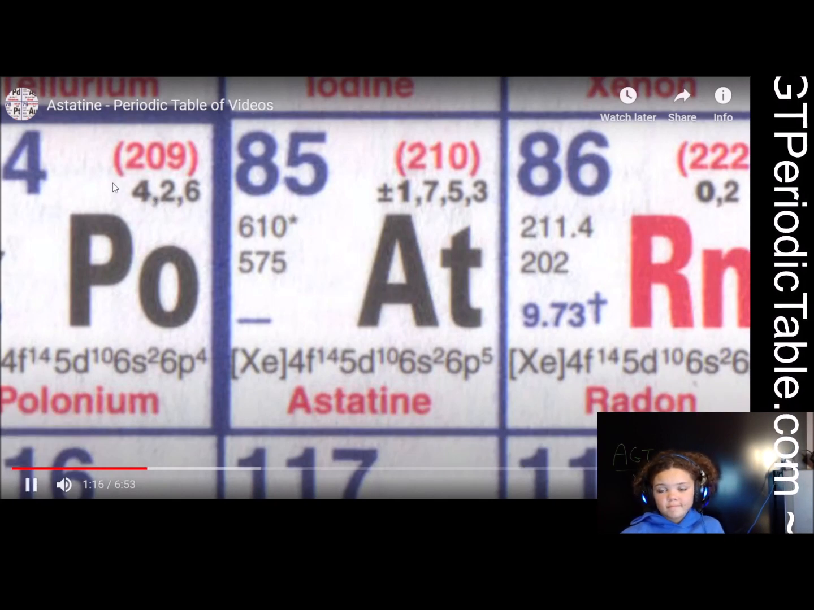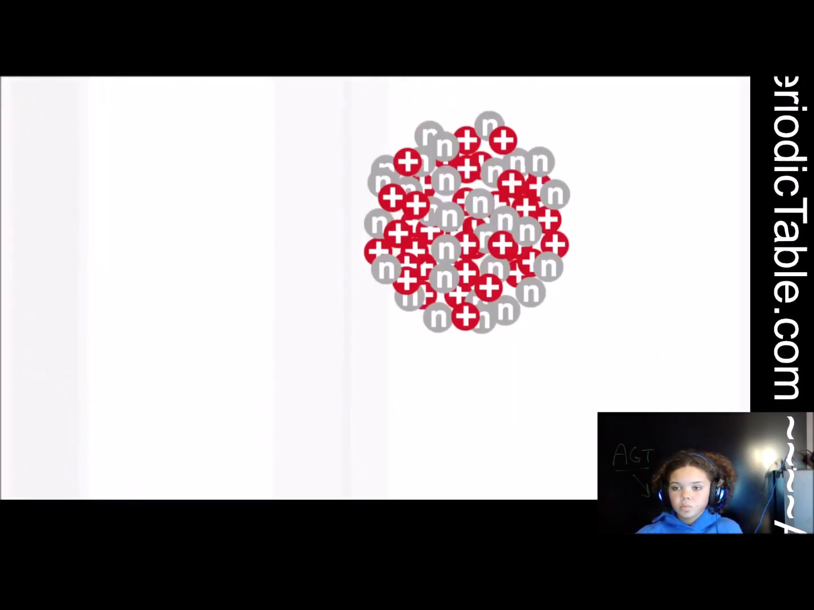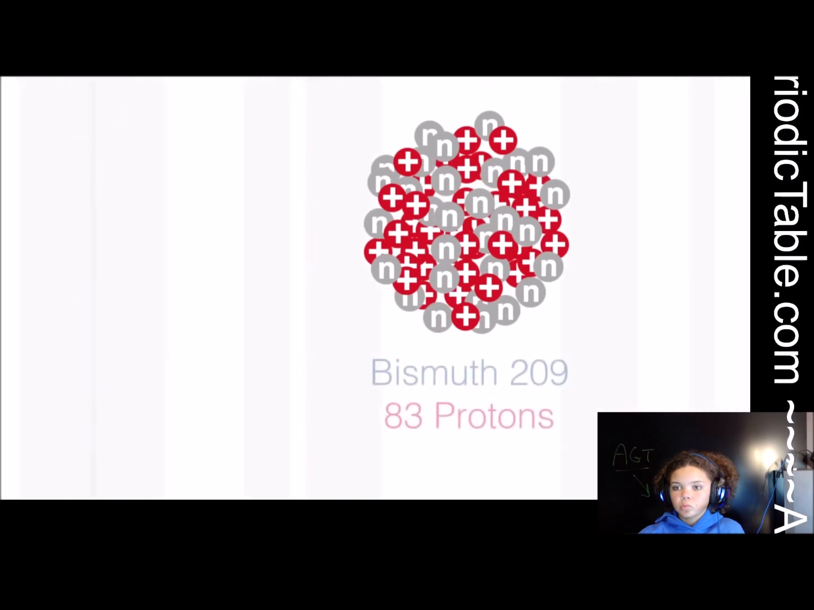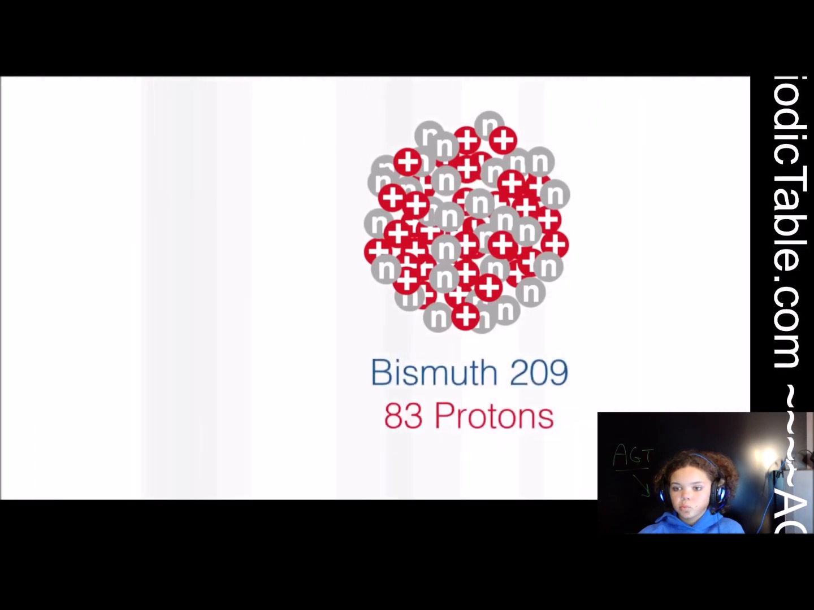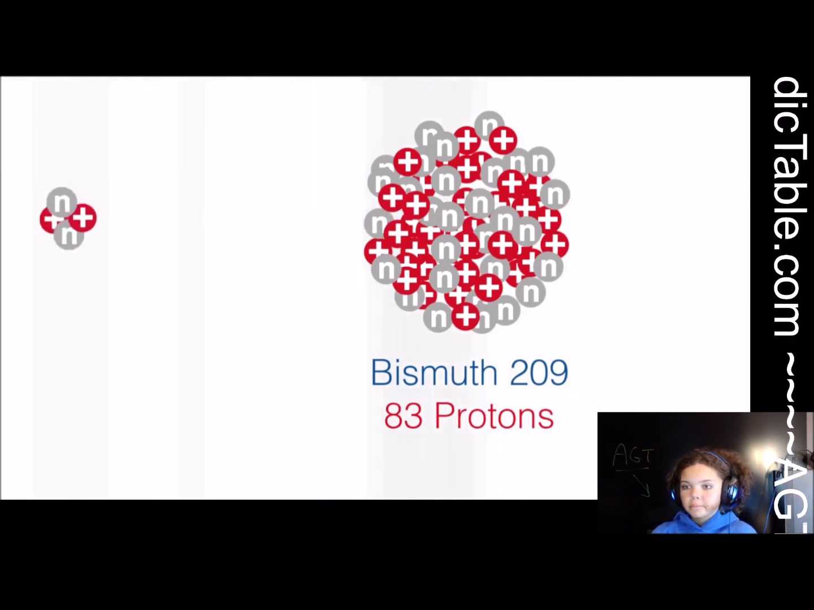Searches for astatine in nature failed. There were no obvious traces of this missing radioactive element. So in the end, it was decided that it should be synthesized by taking bismuth, which is element 83, and bombarding it with alpha particles.